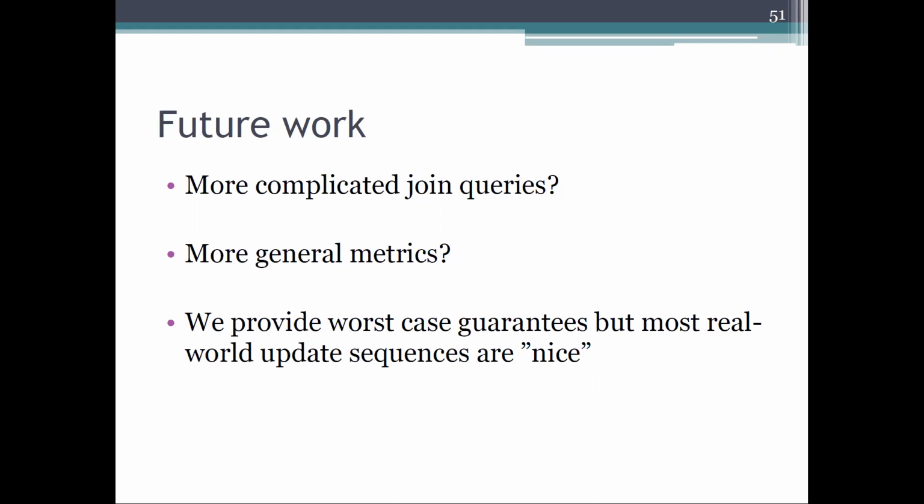There are still some interesting open problems. In this project, we focus on pairwise similarity join queries, but there are more complicated queries we can consider, like cycles. It is also interesting to study our problems under more general metrics or semi-metrics. Finally, in this project, we focused on worst-case guarantees. However, in many real-world datasets, the datasets and the update sequences are not arbitrarily bad. So it makes sense to study our problem under some more realistic cases.